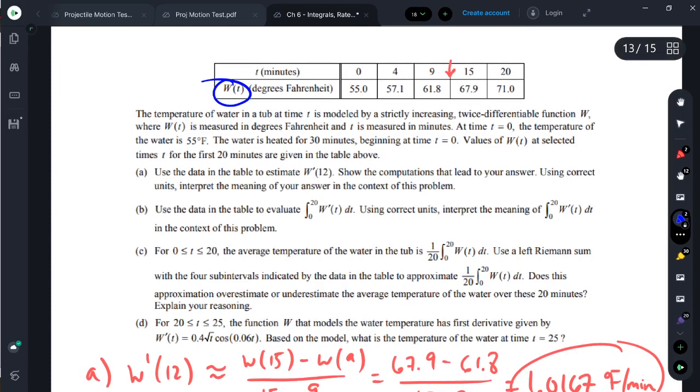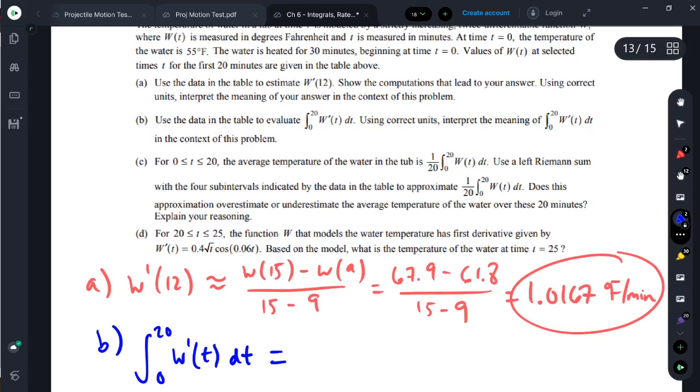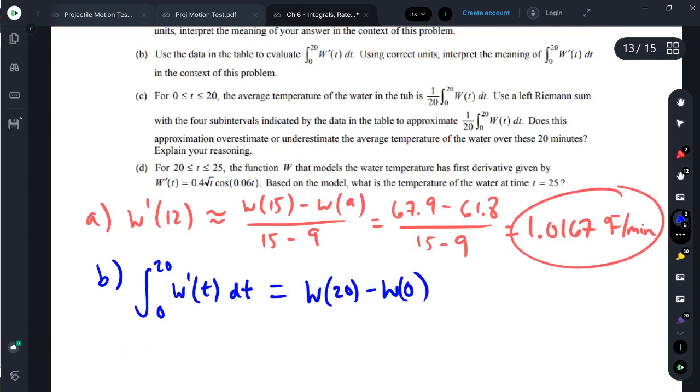And we were given W. So if we don't have left hand, we don't have right hand, the only other thing we can think about is that FTC, right? This is W of 20 minus W of 0. If for whatever reason you didn't think of that, what is the integral of W prime? Well, the integral of W prime would just be W from 0 to 20. This would be W of 20 minus W of 0. So if you forget FTC for whatever reason, just do that, you'll get the same thing.